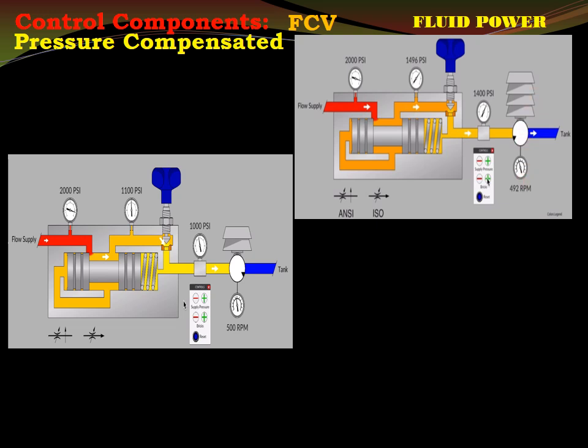But you see the speed, 492 RPM, almost constant. With this huge change of pressure, speed almost remains constant, because the pressure difference across this FCV, it was 100 psi. Now here it is 1400, 1496, 96 psi. Almost the same pressure drop.